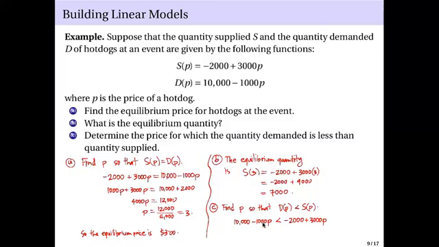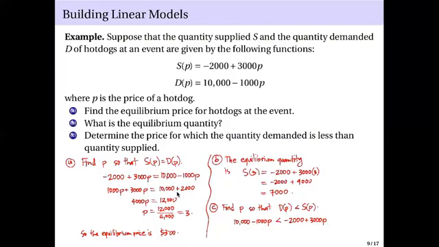But here, what we're going to do is to move this minus 1,000 P to the right side and move this minus 2,000 to the left side. So the inequality will not change. The inequality direction will not change. But that's just precisely this step here.